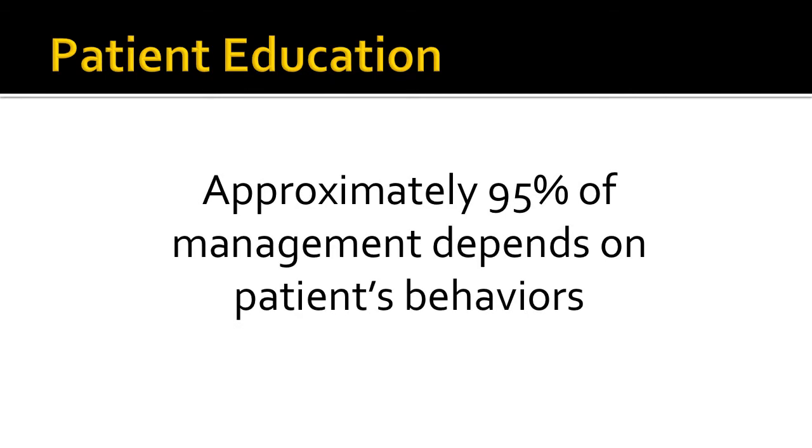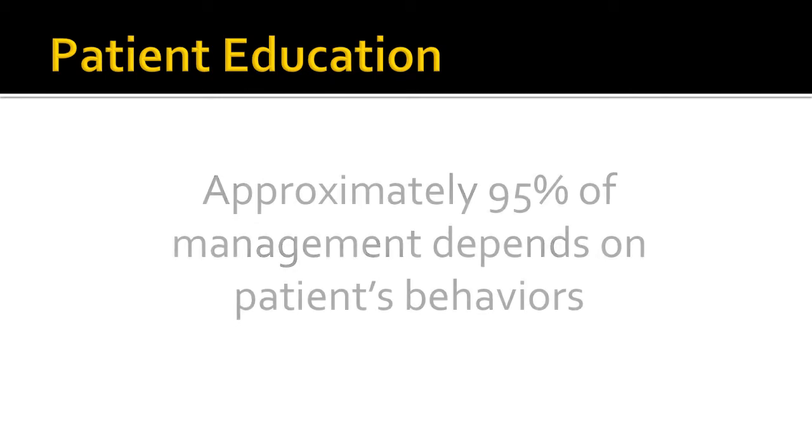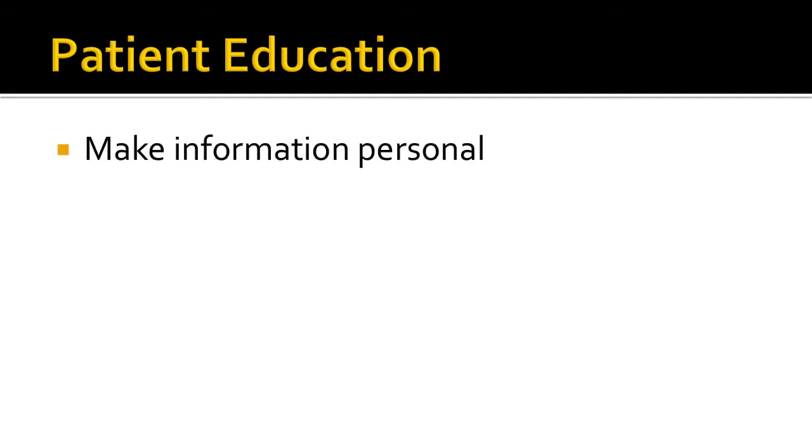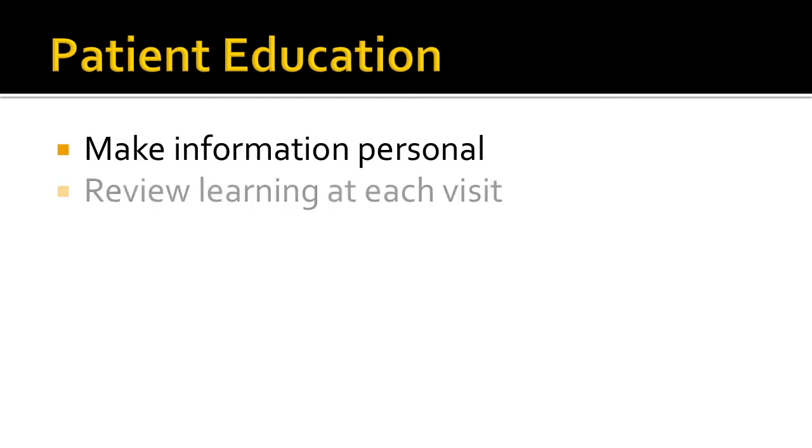Early intervention with high-risk patients also means engaging in patient-centered education. In the case of diabetes, approximately 95% of management depends on the patient's behaviors. Adult learners want information that is pertinent to their particular situation, so give them information that is targeted at their specific risk factors. Yes, it can take additional time and patience to encourage people to participate in their own health management. So take every opportunity to review information.